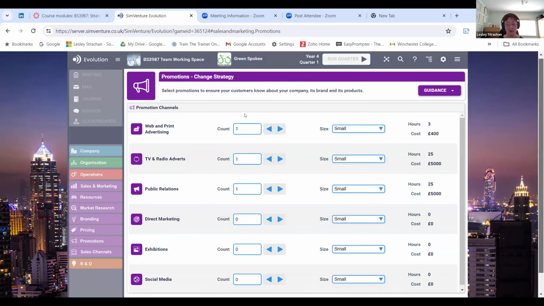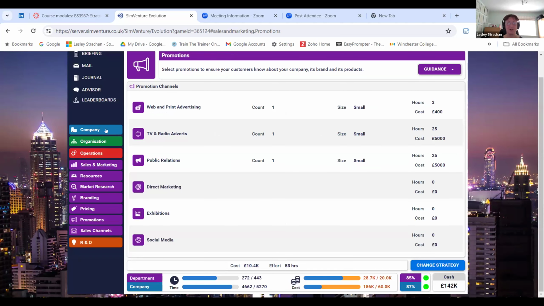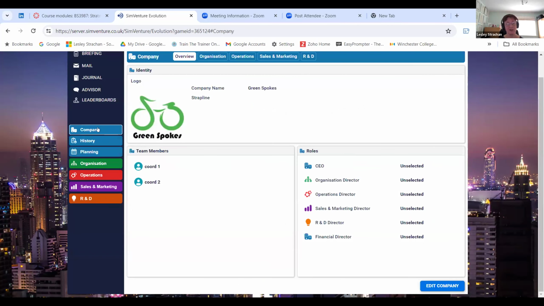So what you can do is turn these off if you want to. And if I was wanting to turn off my budget for the entire quarter, then I'd just set all these to naught, and therefore you wouldn't be spending any money. I'd confirm that and then run the quarter, but I'm not going to do it for the moment. The other part I need to go into is the company pages and the history.